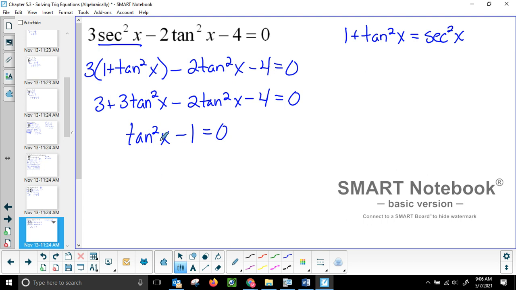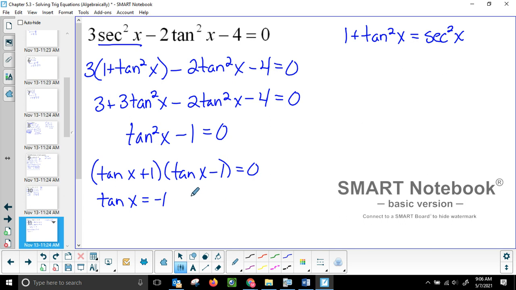All right, this is a difference of perfect squares, right? So I can actually factor this to tan x plus 1 and tan x minus 1. So of course, when I set each factor equal to 0 and solve, here I would get tangent of x is equal to negative 1, and here I would get tangent of x is equal to positive 1.